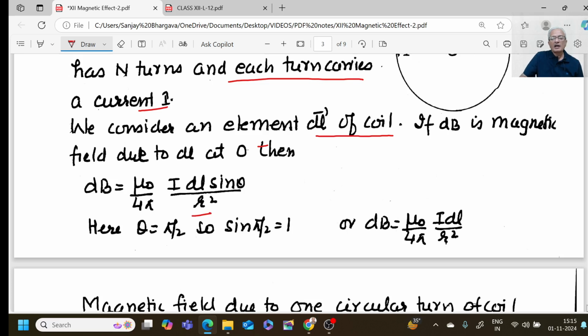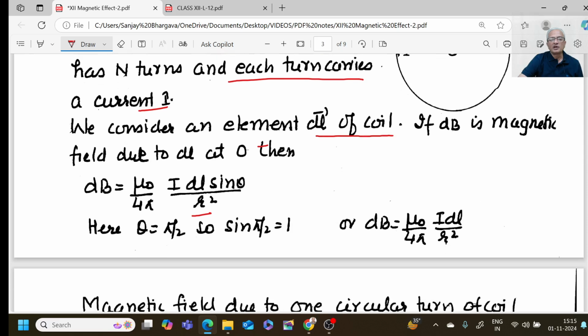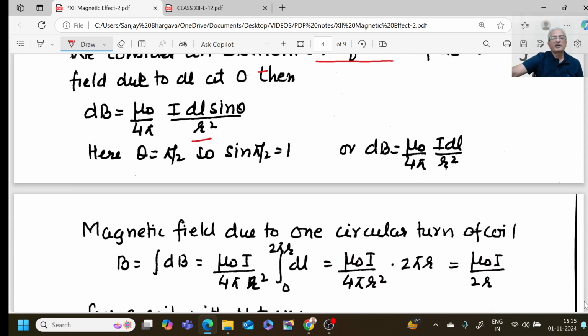Now here r and dl in the above figure are perpendicular to each other. One is along the radius and one is along the tangent. So the angle here is pi by 2. So we use theta as pi by 2. If theta is pi by 2, definitely sin pi by 2 would be equal to 1. So dB can be written as mu 0 upon 4 pi I dl upon r square.